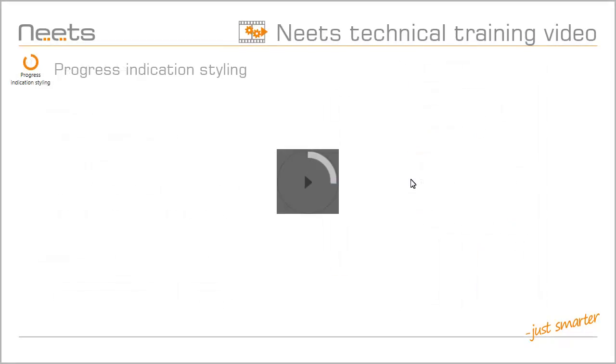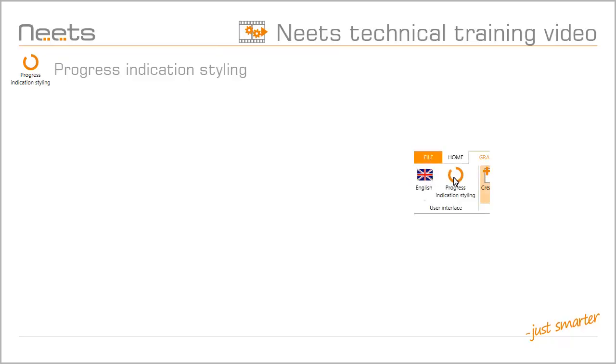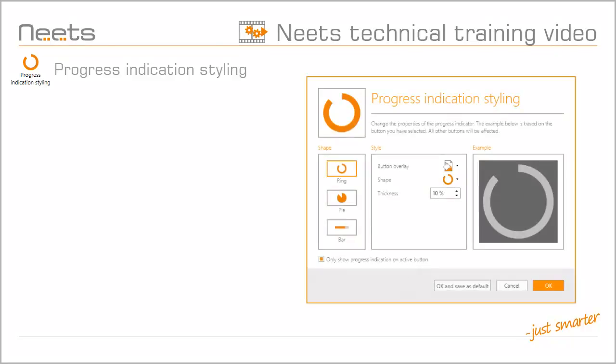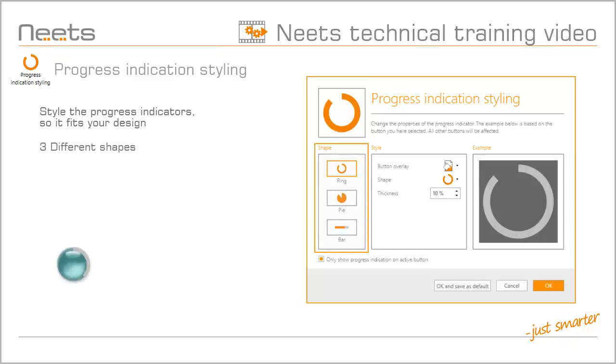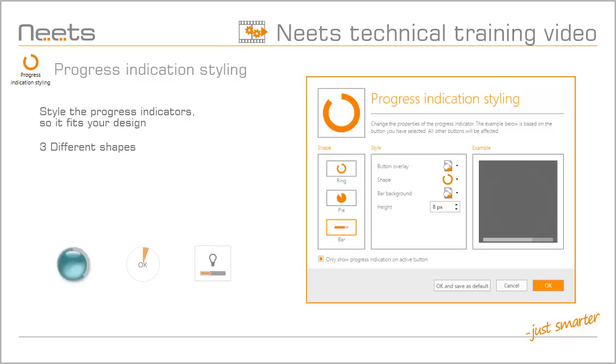It is now possible to style the progress indication. First click on the progress indication styling in the ribbon, and you will get this window. Here you can style the progress indicator to fit your design. There are 3 different shapes to choose from. Each can be styled differently, and you can see the result in the example.